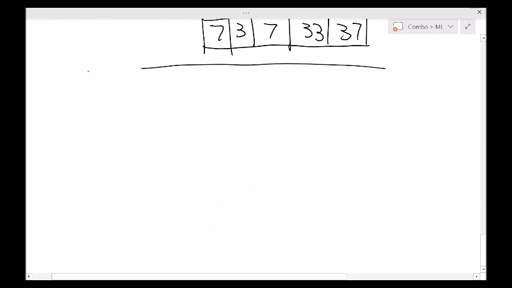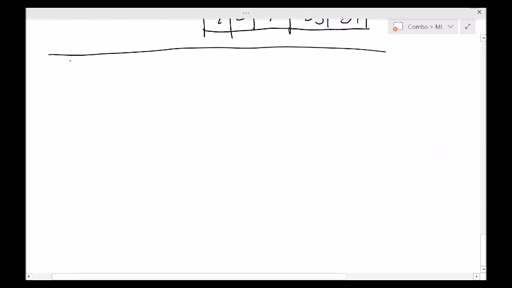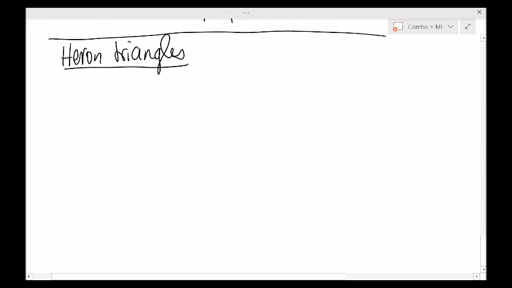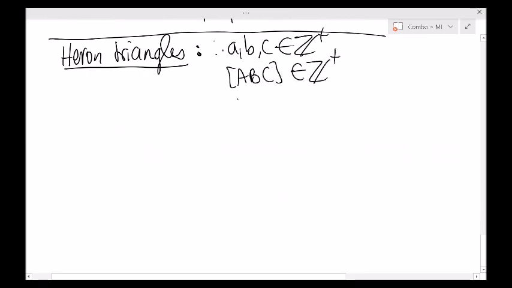So next we will look at Heron triangles. Have you ever heard of these triangles? Heron triangles. What is special about these triangles is they have integer side lengths again. The side lengths are A, B, C, positive integers. Besides, their area is a positive integer, and its perimeter is a positive integer again.